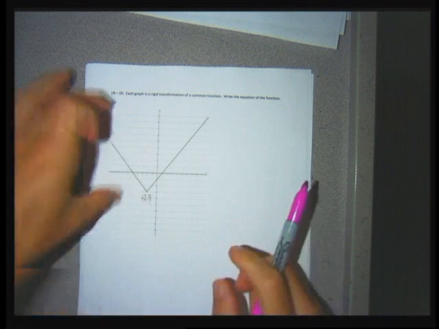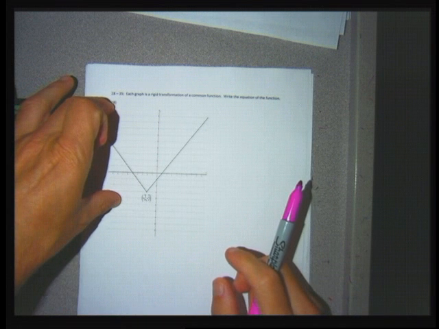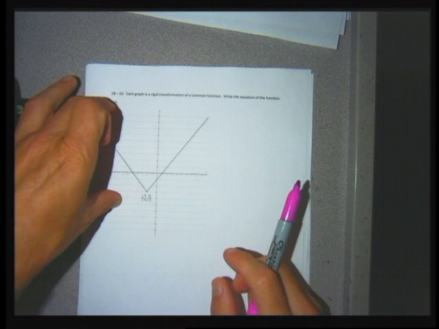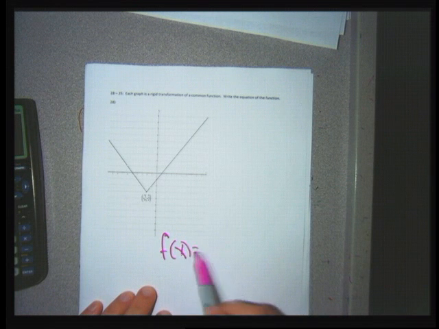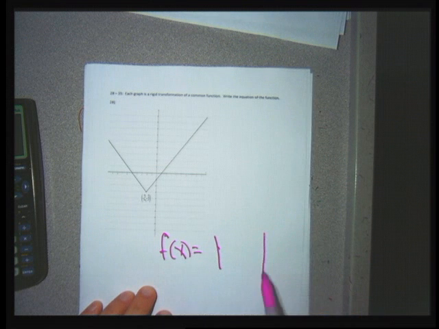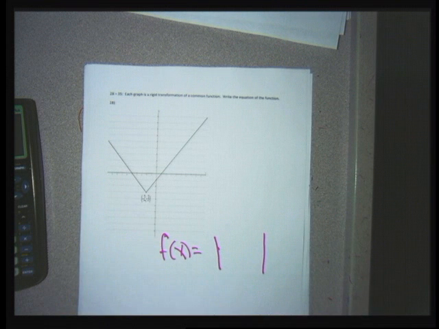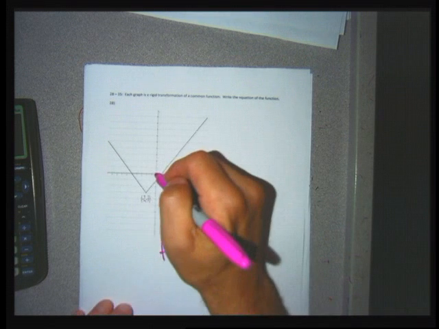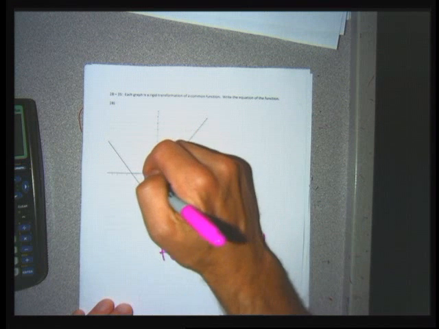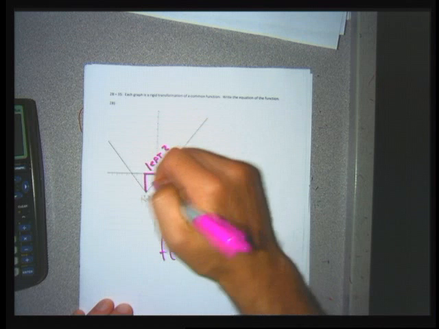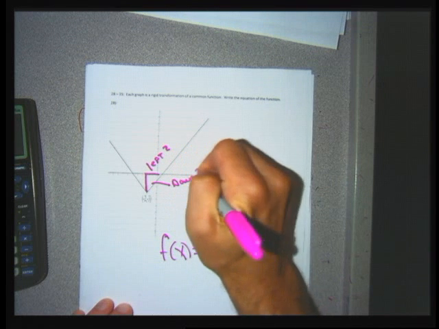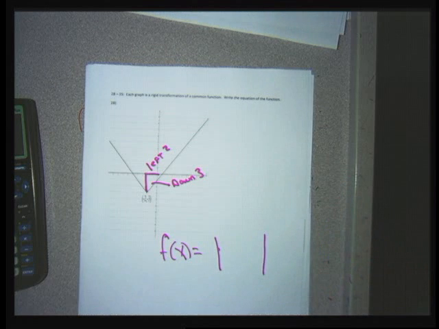So this graph is a rigid transformation of the absolute value of x. I need to write an equation for this. I'm going to call this one f of x. I want to try to come up with an equation for this. It's a v, so I need an absolute value. I have to decide how it was shifted. And very specifically, this was shifted like this. It was shifted left 2 and down 3.